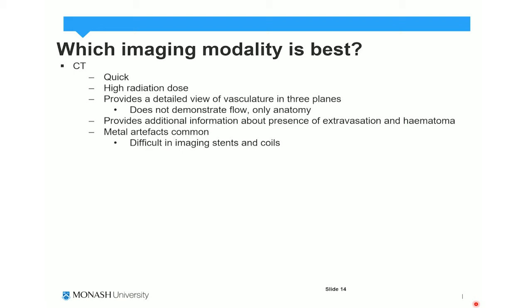Well, CT is a very quick modality. It does involve high radiation dose. It provides a detailed view of vasculature in three planes, but it only demonstrates anatomy and not flow. It provides additional information about the presence of extravasation and hematomas. You can get metal artifacts, and that makes it difficult to image stents and coils.